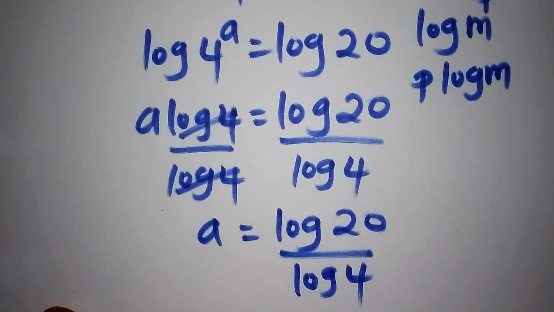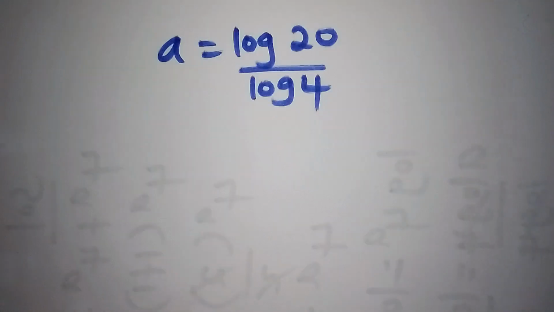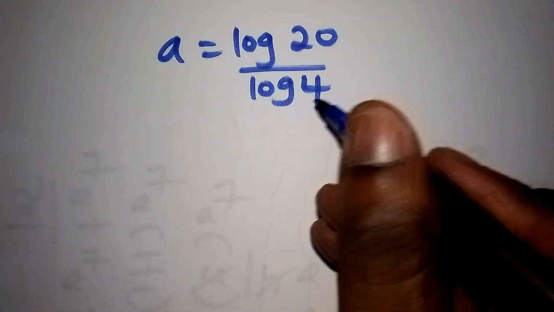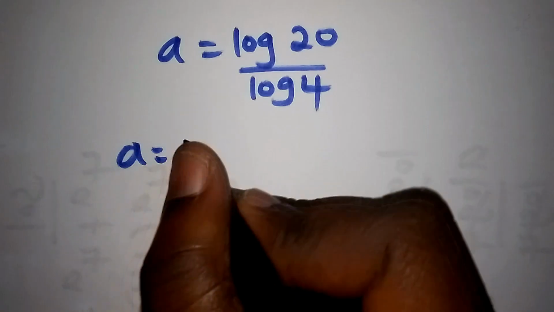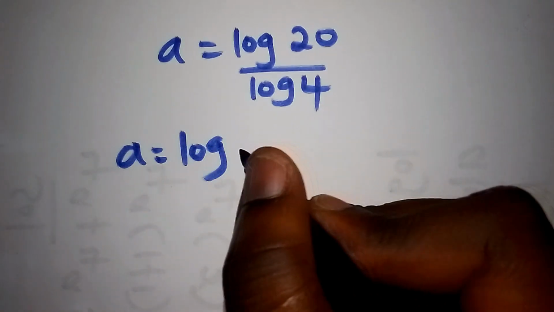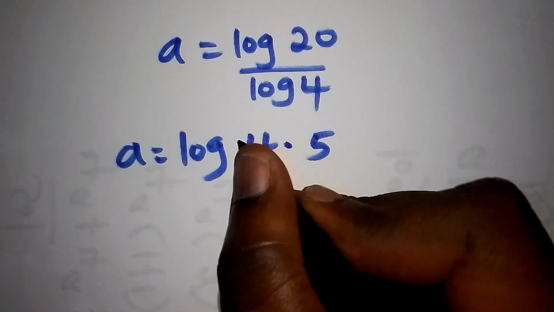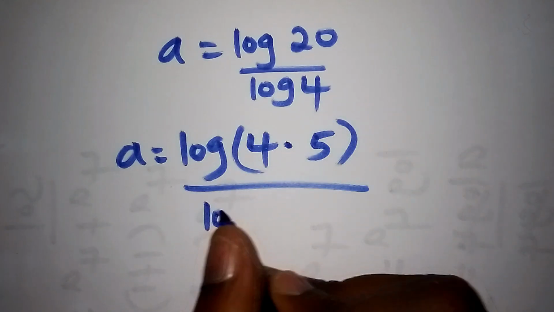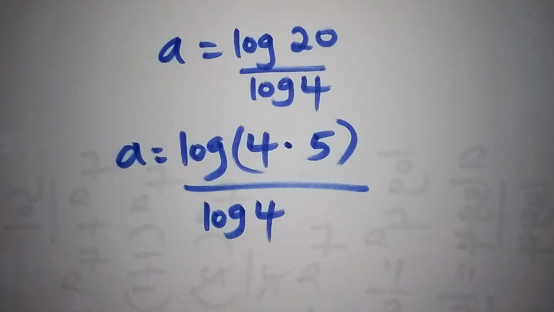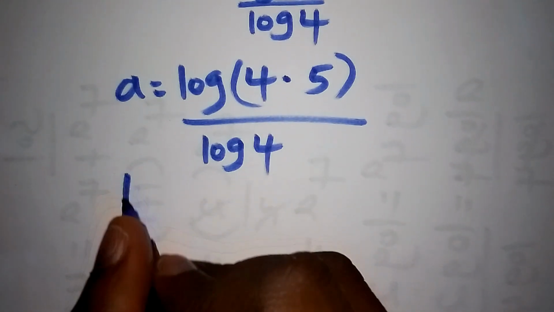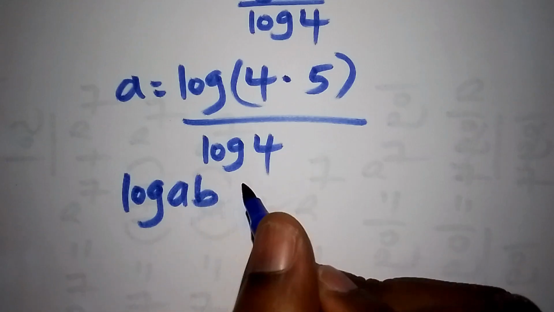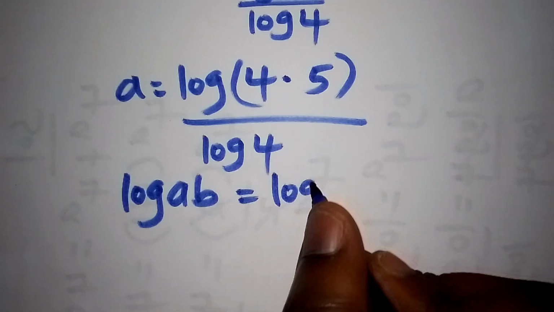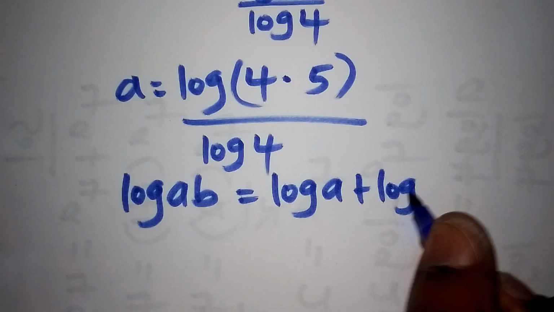The next thing that you need to do is to factorize the log of 20 all over the log of 4. The log of 20 can also be written as the log of 4 multiplied by 5, all over the log of 4. Assuming that we have the log of a multiplied by b, this can also be written as the log of a plus the log of b.